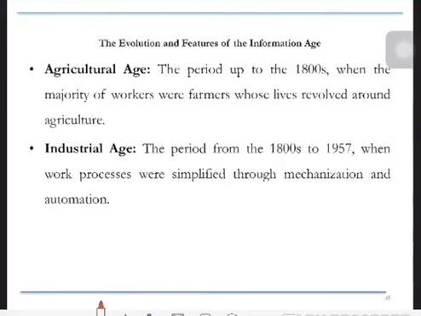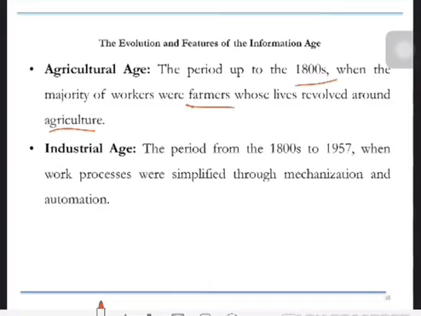So let us see the evolution and features of the information age. The evolution of the information age: how did we get to where we are now? There are 3 basic ages of this evolution, and the first age we call the agricultural age, up to 1800, when the majority of workers were farmers and whose lives revolved around agriculture. Most people were farmers, making their living from agriculture. So such an age we call the agricultural age.